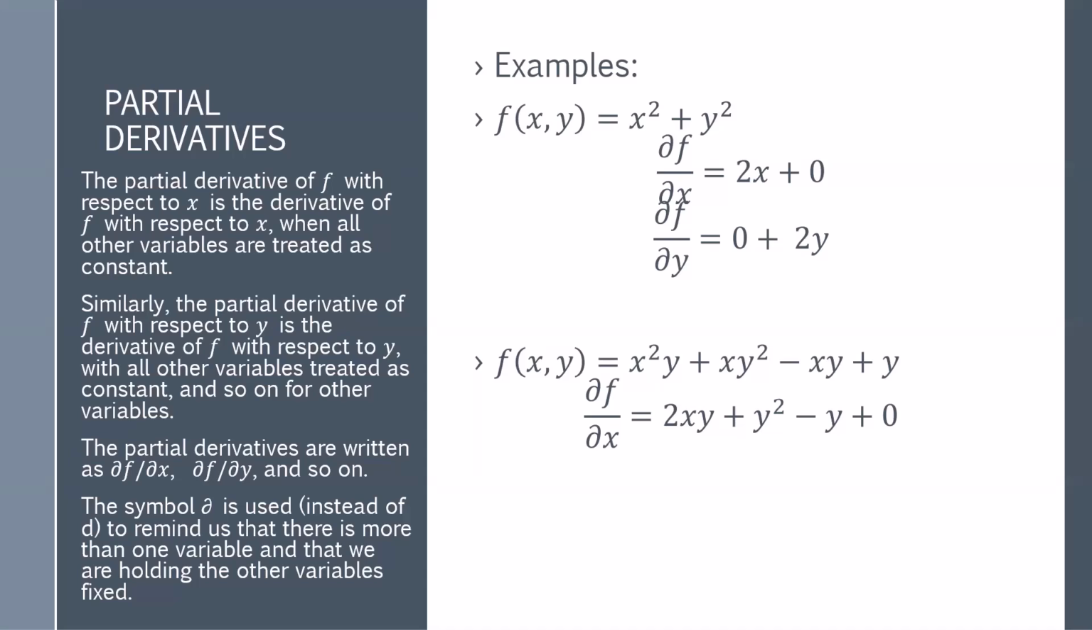Similarly, if we want to find df dy, we treat all of our x's as constants. So for our x squared y term, we're differentiating y while keeping x squared constant, and that derivative is going to be x squared. For our next term, we treat the x as if it were a constant, and we differentiate y squared. The derivative there is 2y, so we end up with 2xy. Our xy term, we keep our x as constant, the derivative of y is 1, and for our final term, the derivative of y is just a 1.